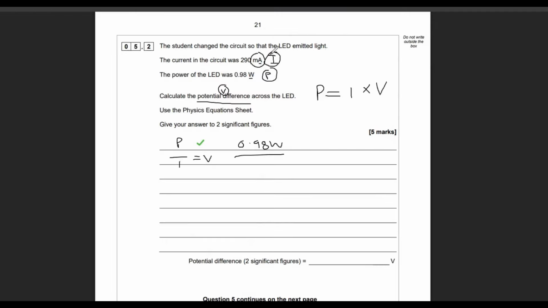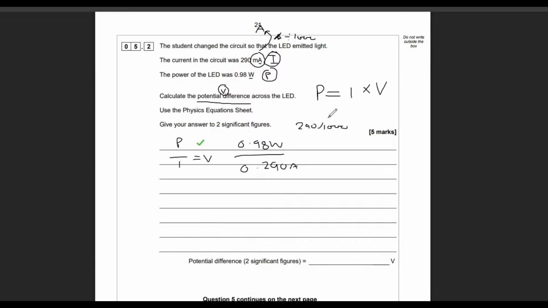So we're going small unit back to amps. In order to get back to amps, what did I say? I said small to big, we're going to divide by 1,000. So we're going to have 0.98 over 0.290 amps. And I want to show that I did that properly. So 290 divided by 1,000.